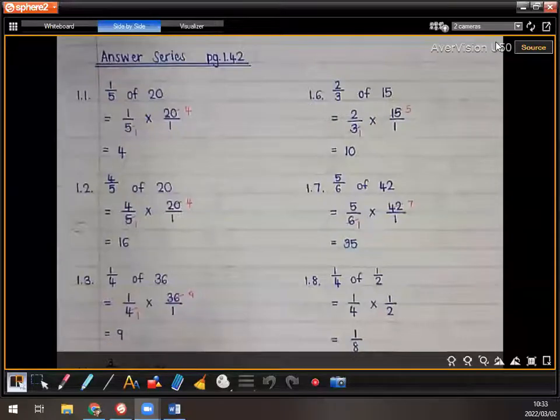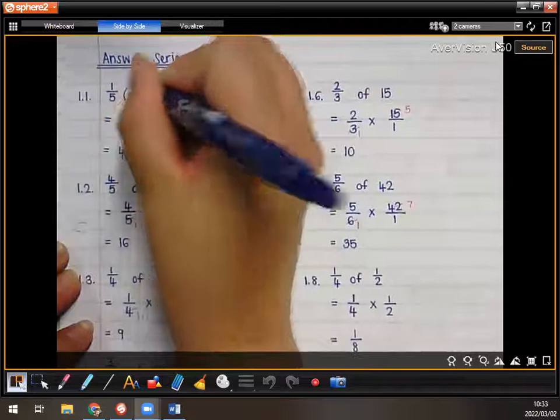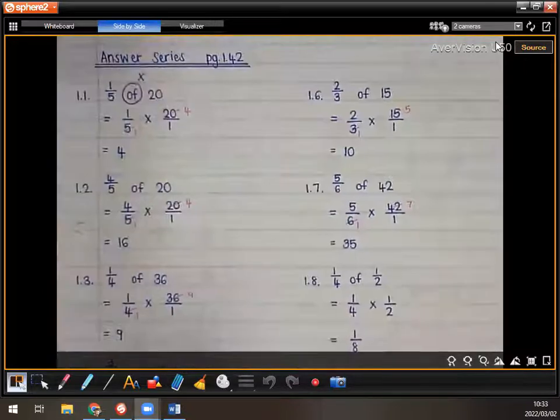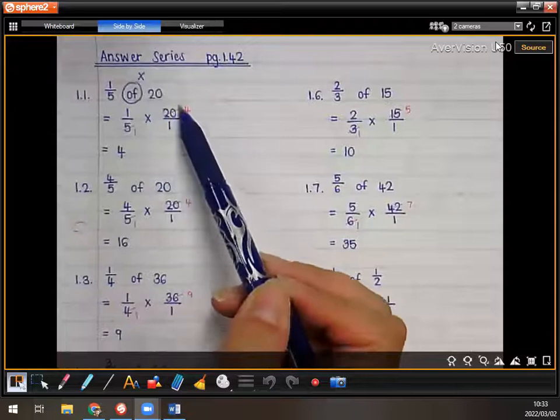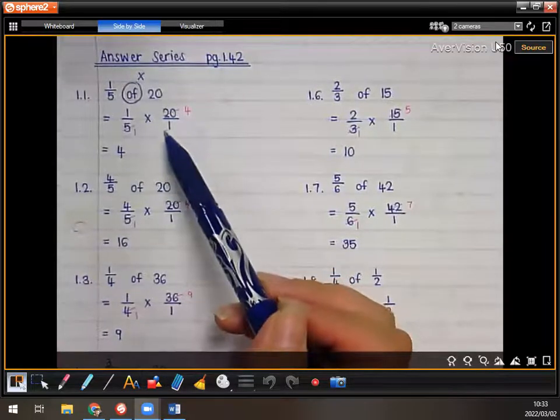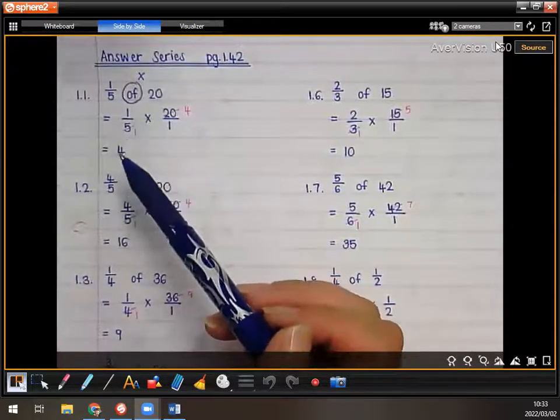Okay, now guys, please remember I said that when a question says "of", it means times, all right? So you have to remember that, please. It's asking for 1/5 of 20. You can get that by saying 1/5 times 20. Now 20 on its own is not a fraction, so that's why I wrote it as 20/1. And then you could do your cross cancellation.